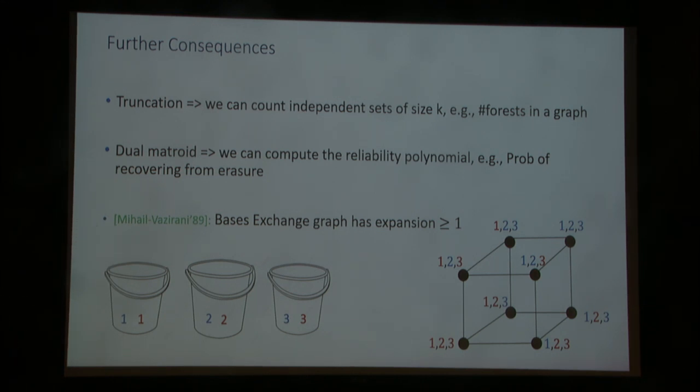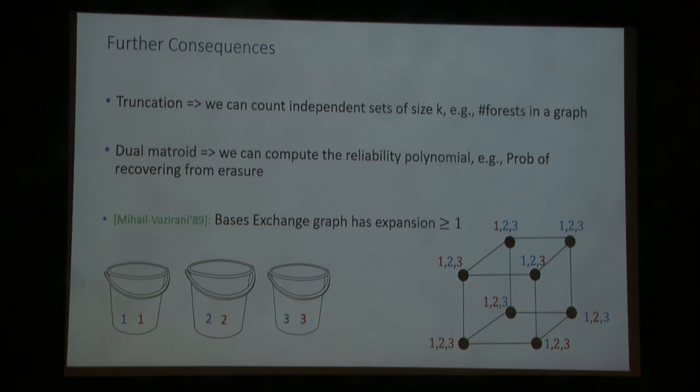Here's the third application. There was this old conjecture of Mihail and Vazirani, which says the following. Remember, I talked about this polytope, the convex hull of the indicator vectors of all bases of the matroid. This is a high-dimensional polytope. Think of this as a graph where vertices are just the bases. Two bases are connected if their symmetric difference is 2. So this conjecture was that the graph you get has expansion 1.